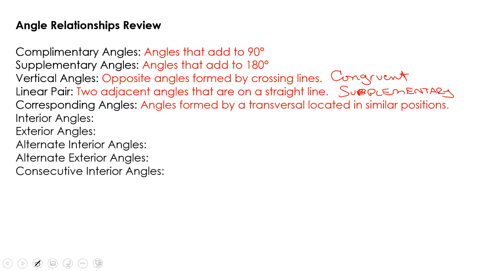Corresponding angles are angles formed by a transversal cutting two lines. Remember, those angles are in a similar position at the two lines. They're on the same side of the transversal, on the same top or bottom side of the cut line, so they're in the same position. Again, these angles are congruent.